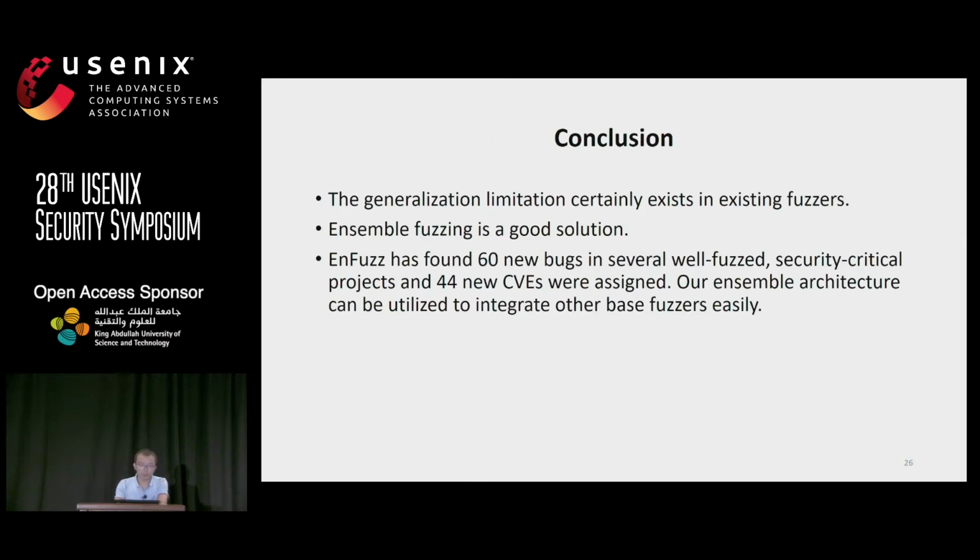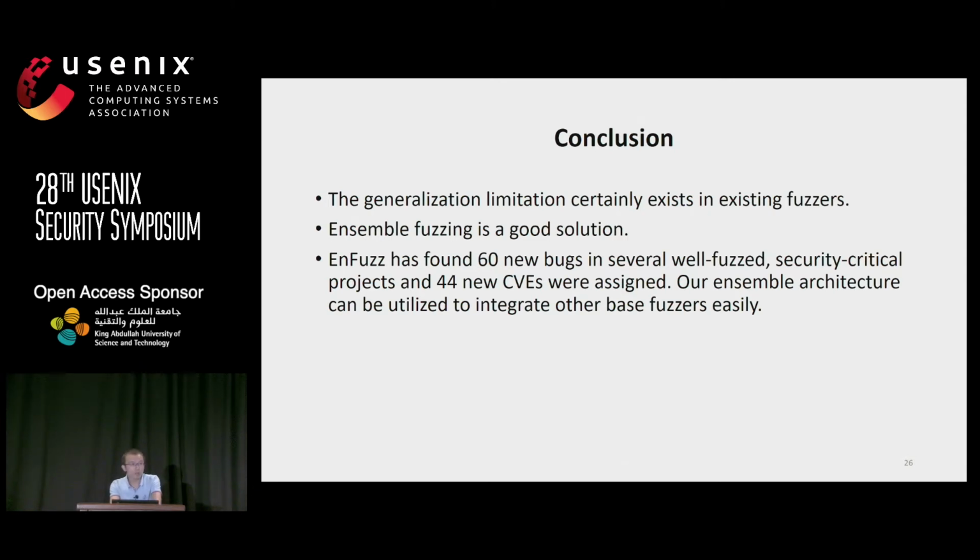For conclusion, I think the generalization limitation certainly exists in existing fuzzers and existing optimizations. Maybe ensemble fuzzing is a good solution. We should try to integrate different optimizations together to achieve better performance. And the results also show that EnFuzz is very effective.